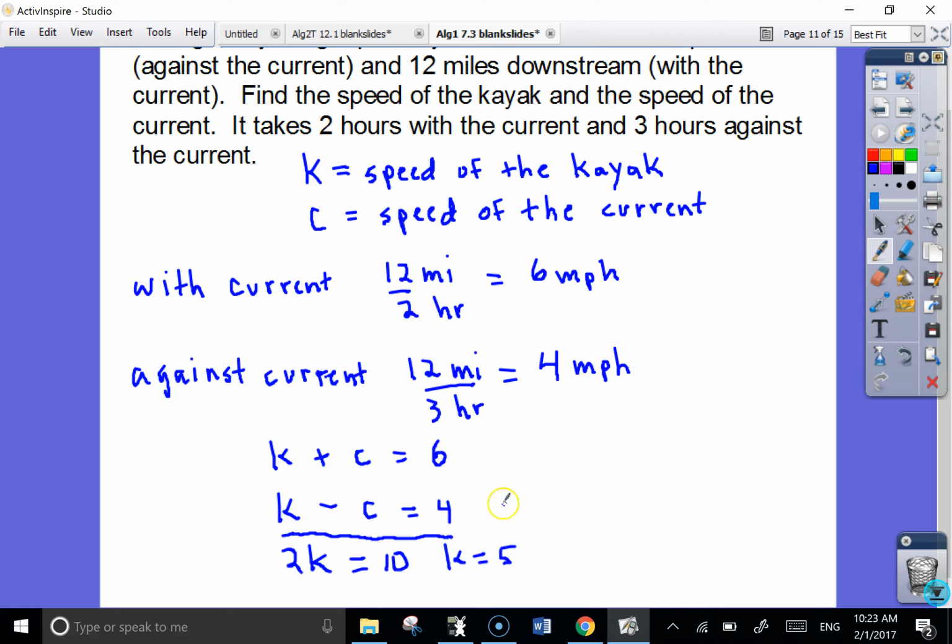Okay, well, if the K is 5, then I can come up here. I can substitute 5 for K. And I find that the C equals 1. So the speed of the kayak is 5 miles per hour. The speed of the current is 1. Again, there's a very similar homework problem. If you watch what I did here while you're doing your homework, you'll get this.